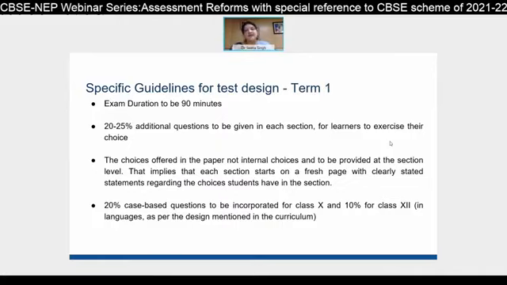So besides that, 20% case-based questions for class 10th and 10% for class 12th, as it was already declared in the policy, we'll continue to do that. Let's move ahead.